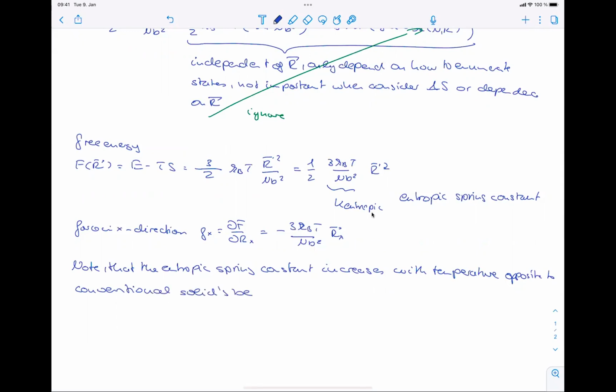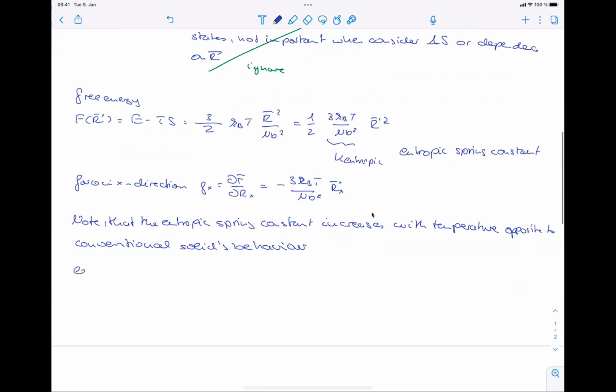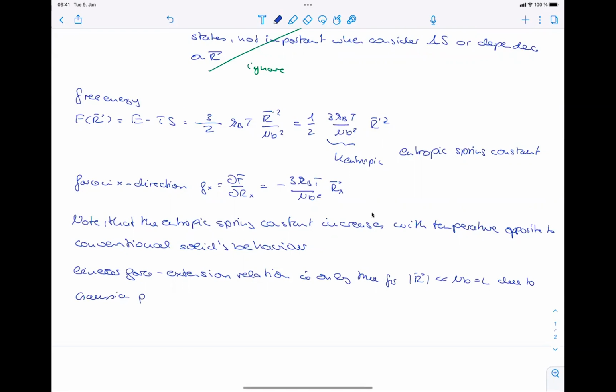And note that the linear force-extension relation is only true for R smaller than N b, which equals L, due to the Gaussian approximation. Because as R goes to L, the stretch becomes really long, and I would eventually pull on the individual bonds. And so I would expect this force-extension relationship to diverge as we approach the full extension of the polymer.